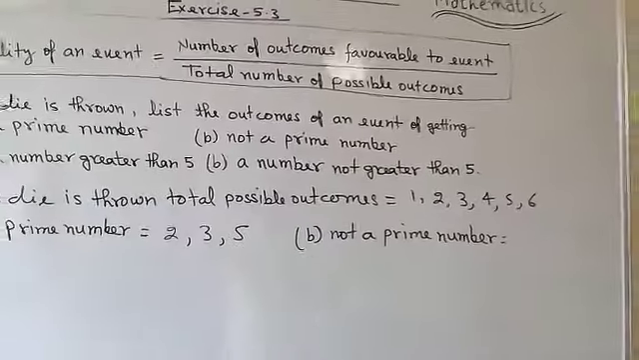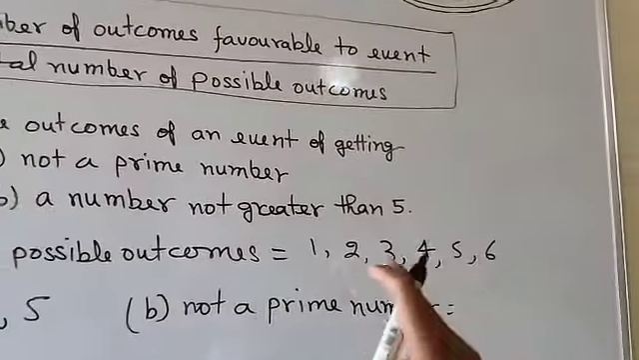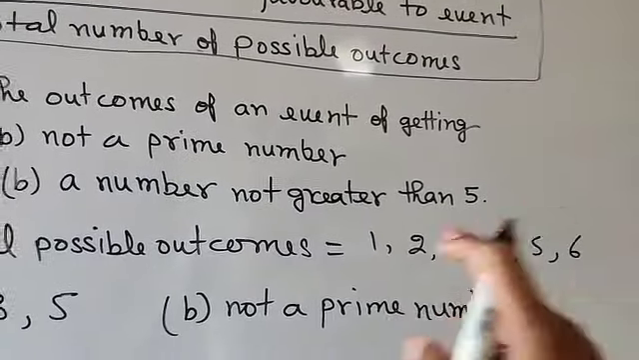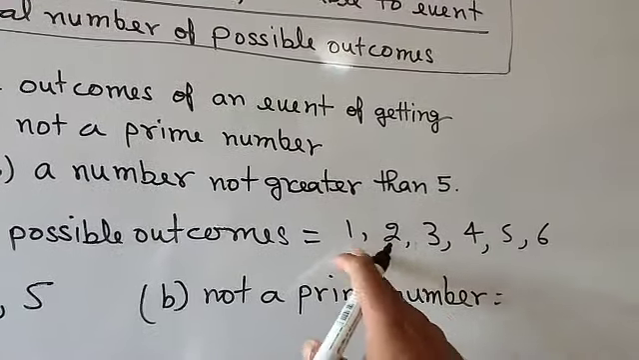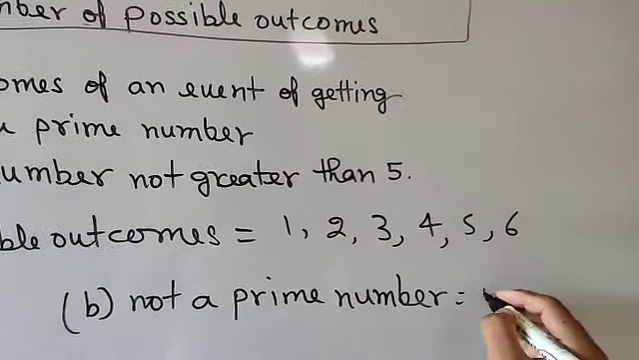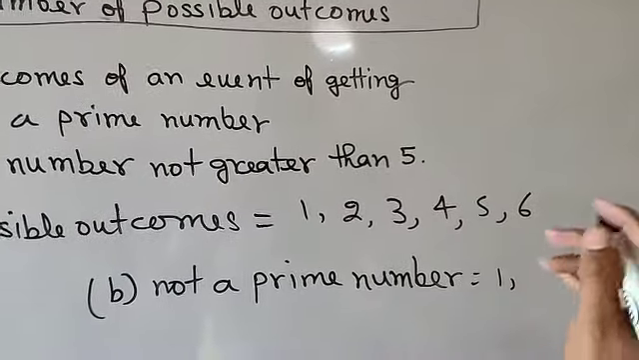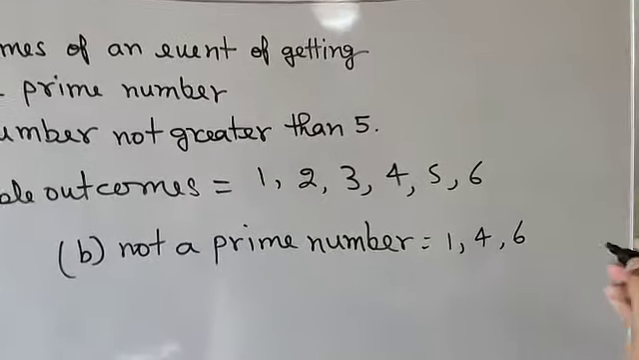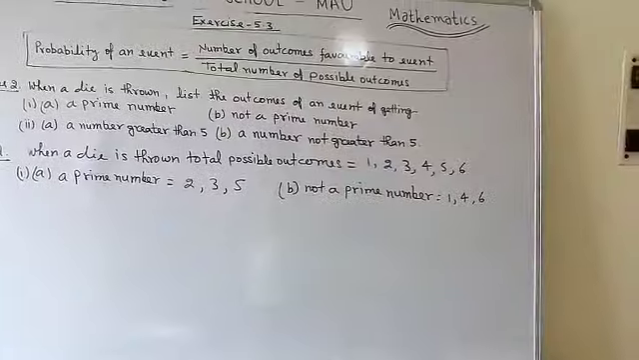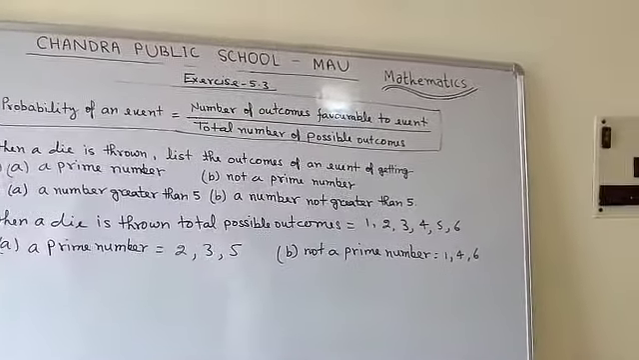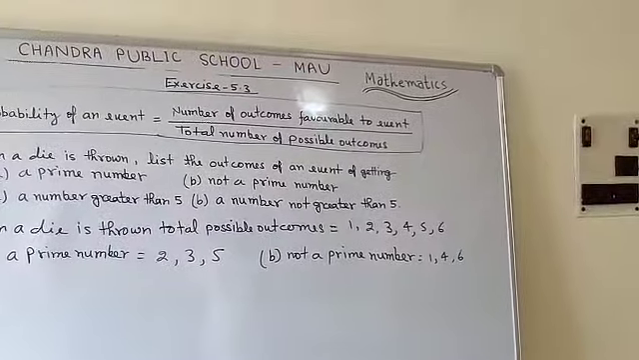So not a prime number. So here it is, 1. 1 is not a prime number. 4 and 6 are not prime numbers. So the prime numbers are 2, 3, 5 and the numbers that are not prime are 1, 4 and 6.